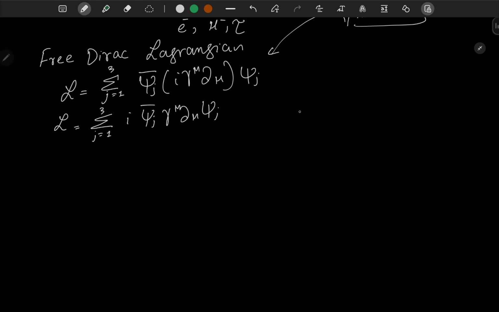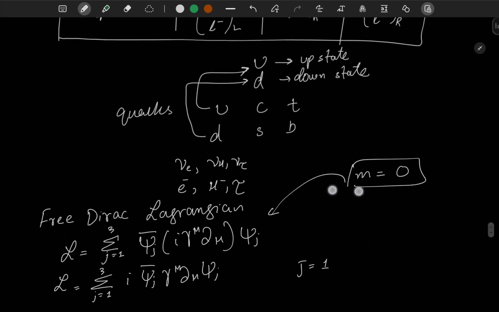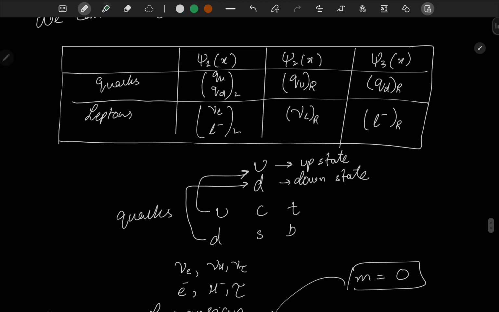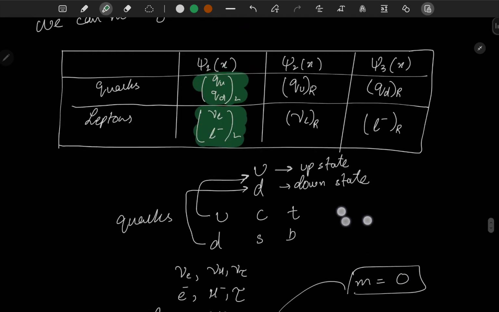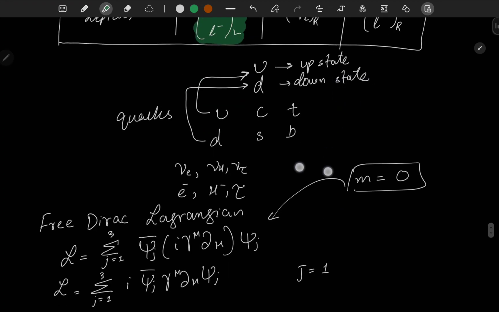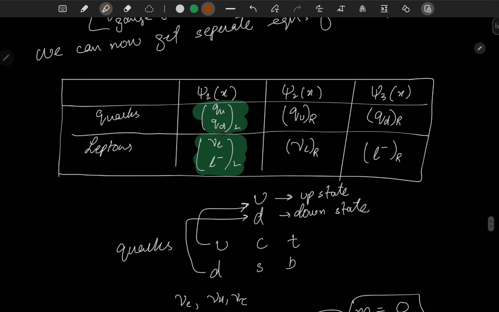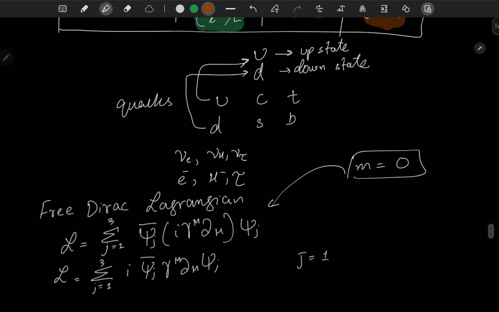Here j runs from 1 to 3, and j equal to 1 is for the doublets, which are purely left-handed doublets. These are the ones I'm talking about. So j equal to 1 means psi1 represents the doublets, and psi2 and psi3 represent the right-handed singlets respectively. j equal to 2 is for psi2 and j equal to 3 for psi3.